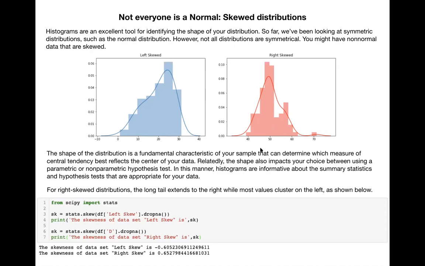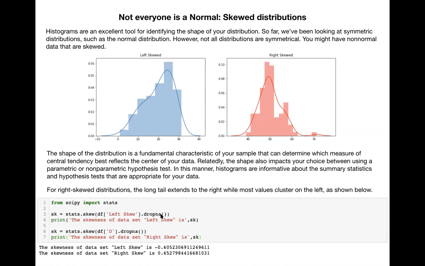So to test whether your data sets are skewed distributions, you can use the function called skew. It's really straightforward, and let's take a look at how we do it. The skewness of a data set, left skew, is basically called SK. So what is SK? The syntax goes SK equals stats.skew. Remember that stats is the statistics module from SciPy, and skew is the function. I want to test a data column called left skew for skewness here. So this is the input with the data column.